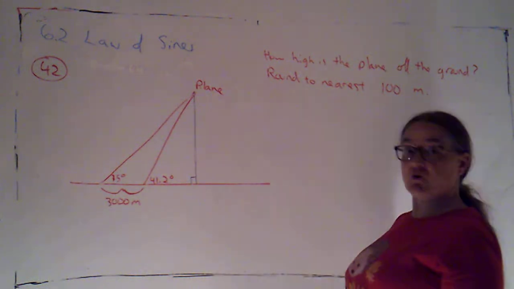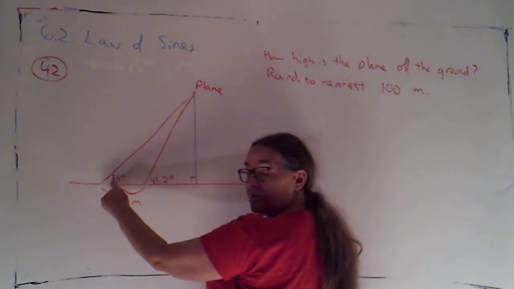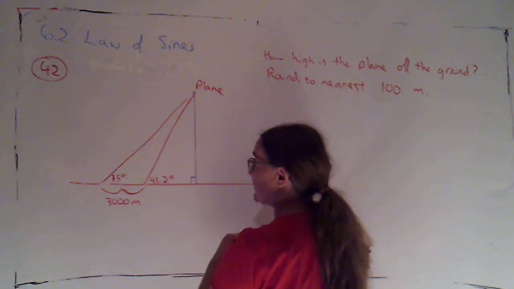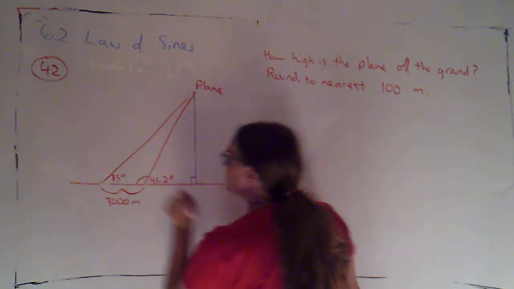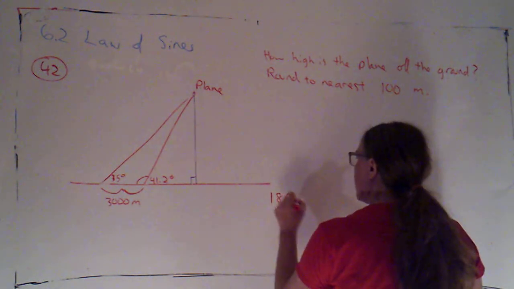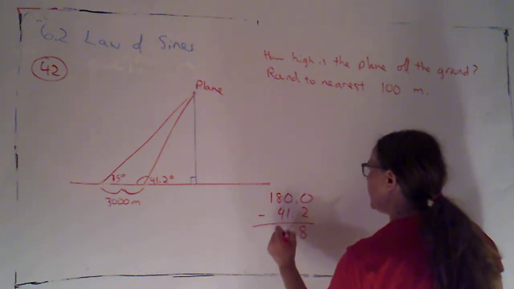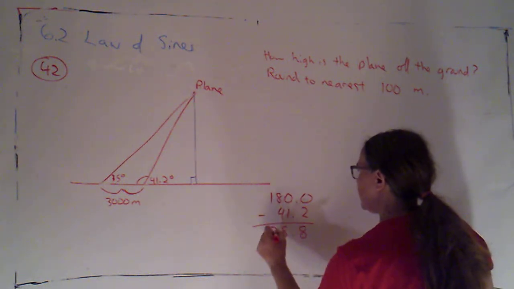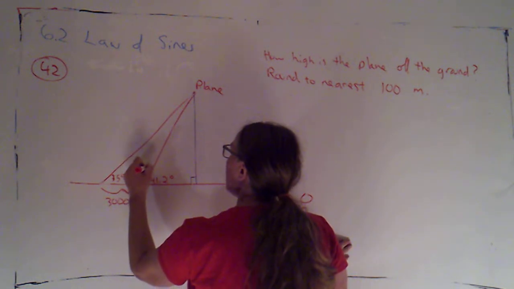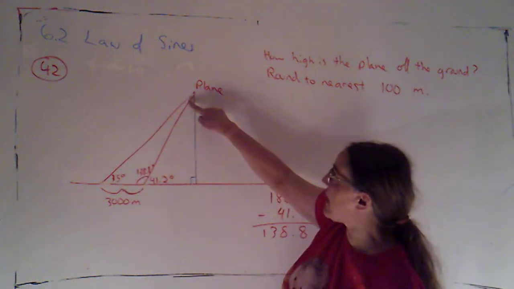The other thing that I find interesting is that with this triangle that I've got in red here, 35 degrees is an angle in that triangle. 41.2 is not, because the angle that's actually in the triangle is the supplement of that. So I'm going to have to subtract 180 minus 41.2. This angle is actually 138.8 degrees.